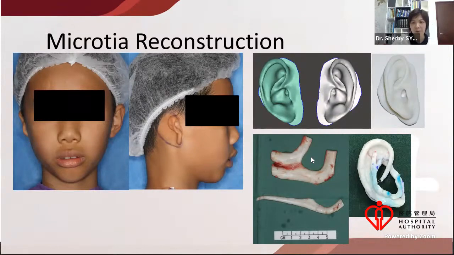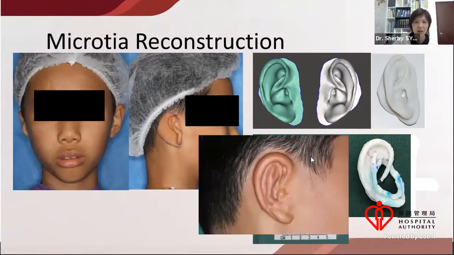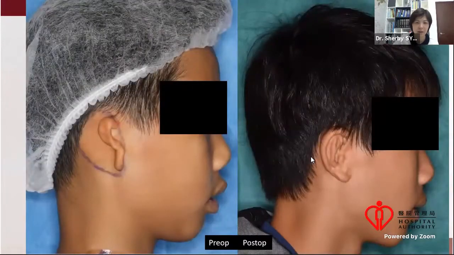contralateral ear that we hope to craft can be printed out to act as a guide when we're actually crafting the framework of the ear out of the patient's own rib cartilage. Then the framework will be reinserted into the skin pocket for reconstruction of the ear. So this is the same patient 2 years after the operation. And please note that his other normal ear, which is actually a bit prominent, is also corrected for better symmetry.